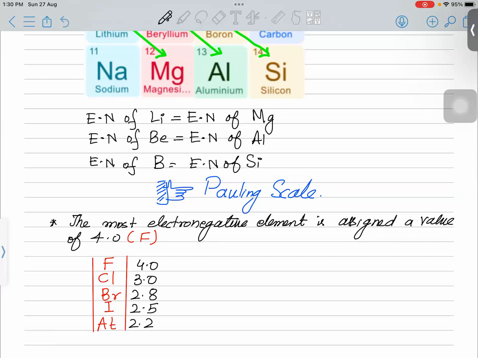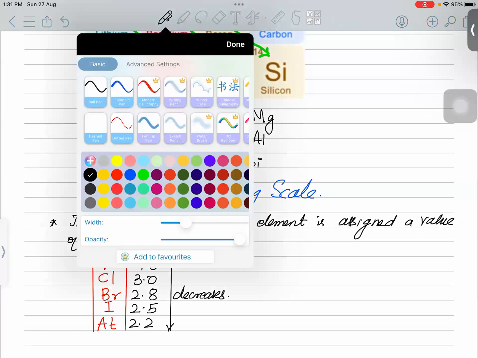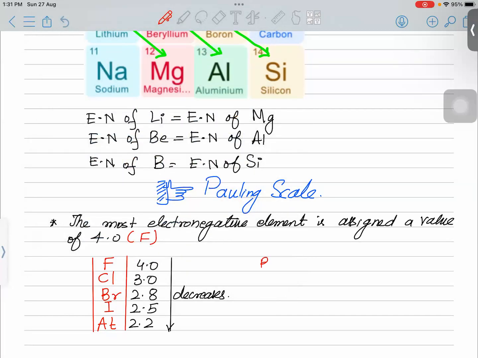Now you can see that down the group electronegativity decreases. Now across the period, it increases. So for example, boron, carbon, nitrogen, oxygen, fluorine.